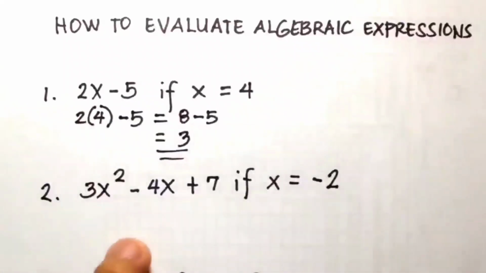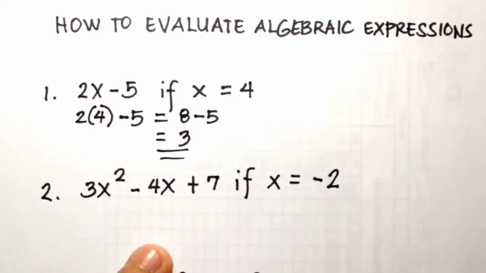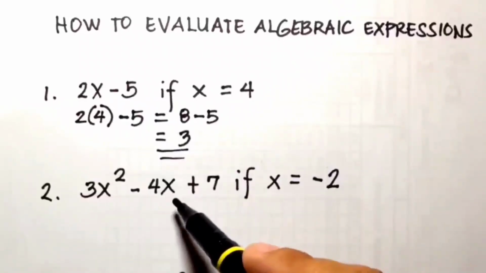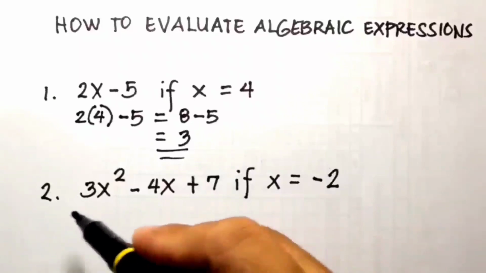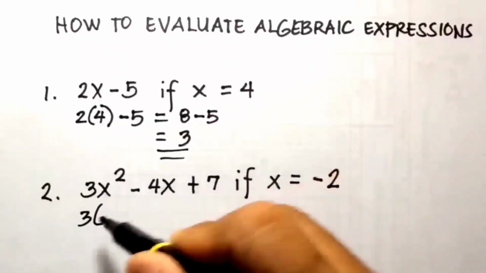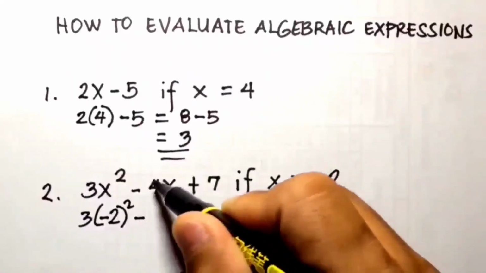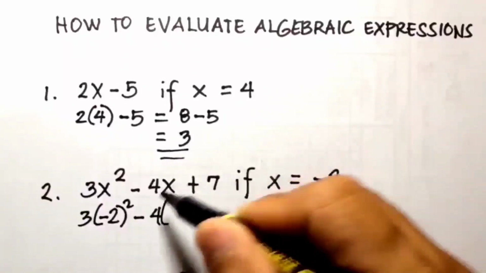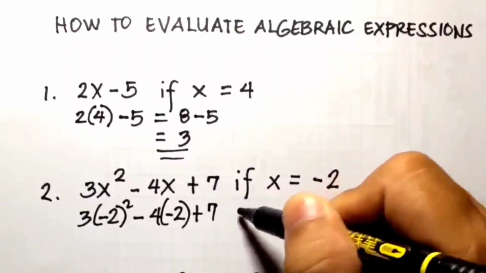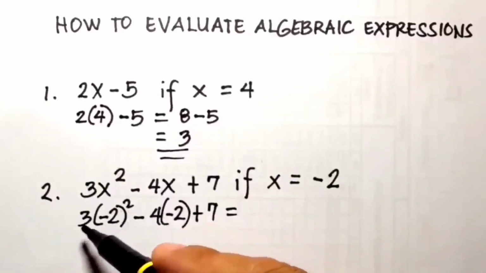Number 2, 3x squared minus 4x plus 7 if x equals negative 2. So the same with number 1, we're going to substitute every x in the expression with negative 2. So we're going to have here 3 times x, so this is negative 2, times negative 2 squared minus then 4 times x negative 2 then plus 7. So this will be equal to, let's have first exponent before multiplication.